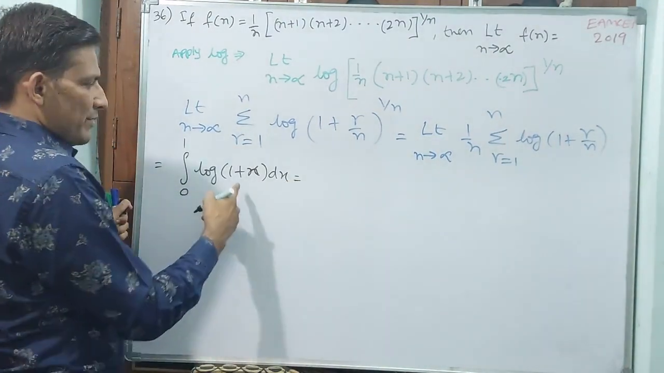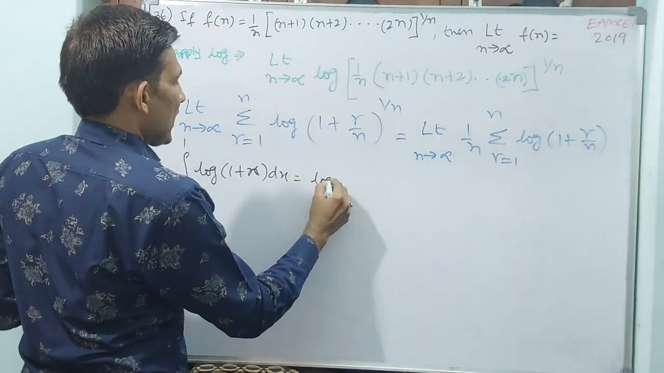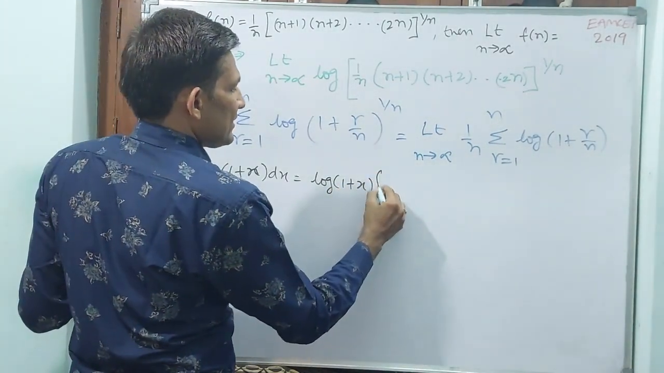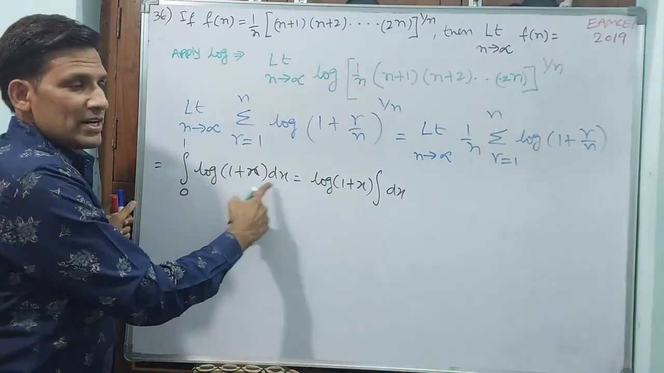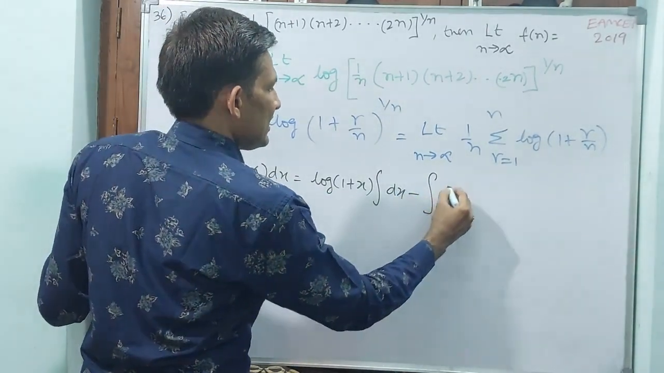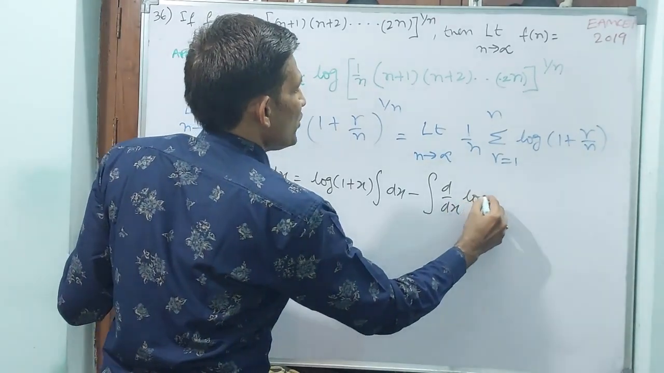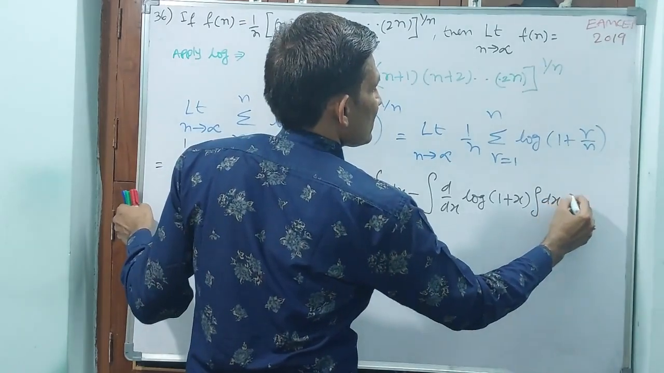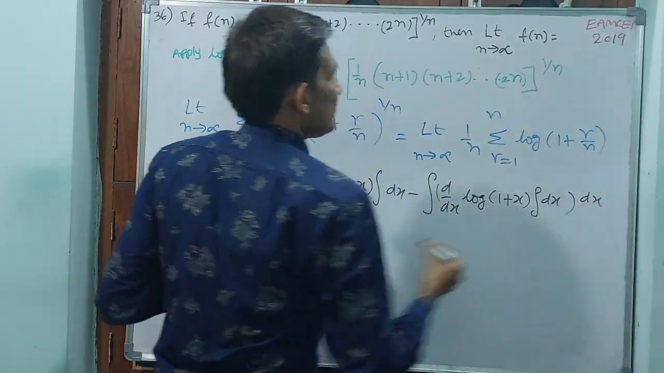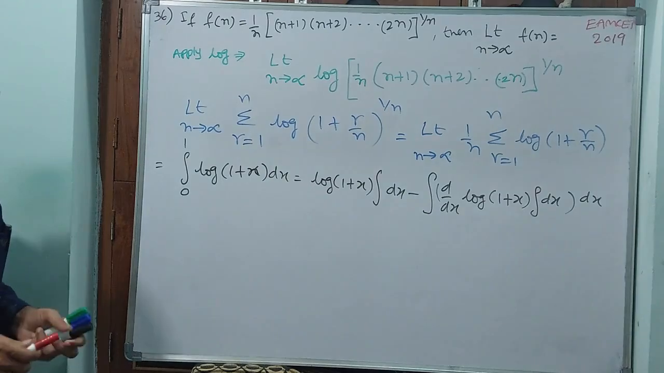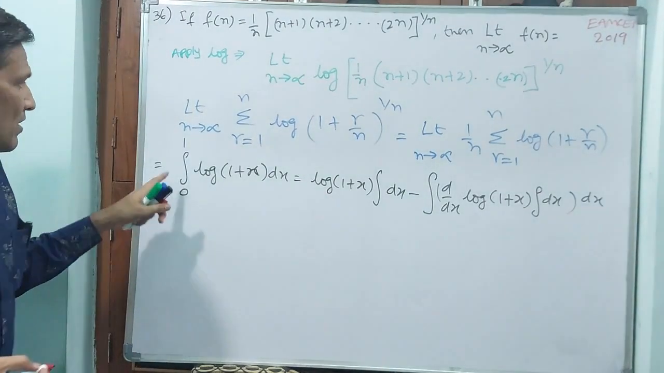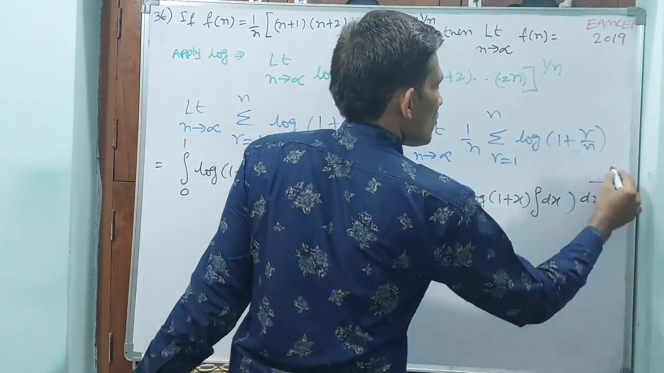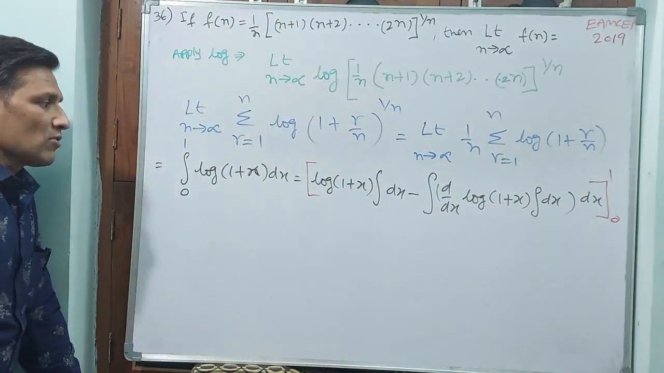Now you see what I am writing. Integration by parts: u integral v dx, that means into 1 is there, 1 dx, minus integral of d by dx of u into integral v dx, whole dx. This formula you have to apply, then only you are going to get it. You see, 0 to 1 is there, don't forget. 0 to 1.